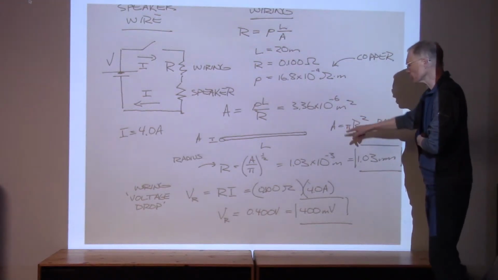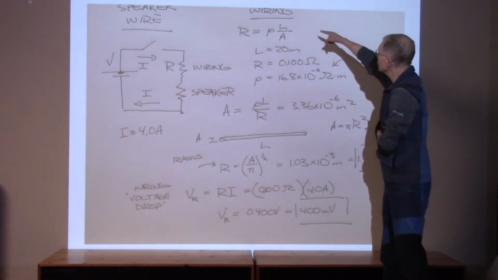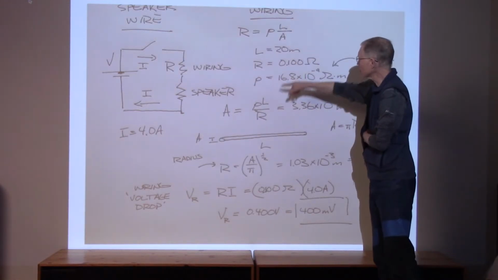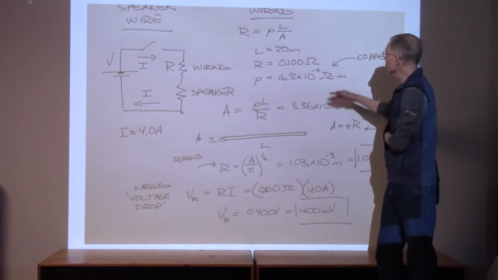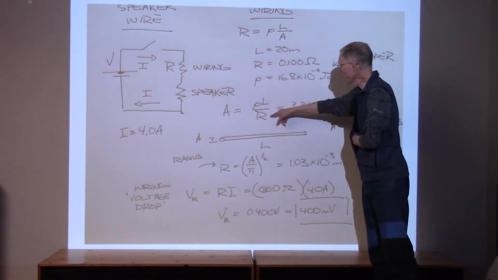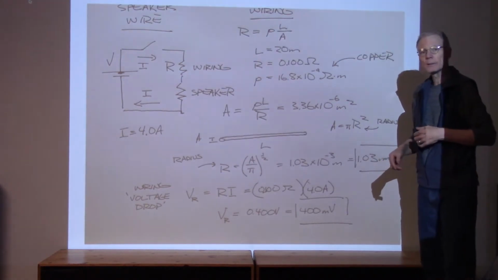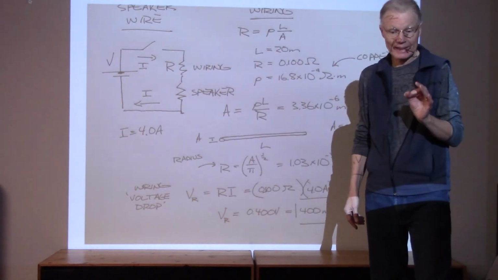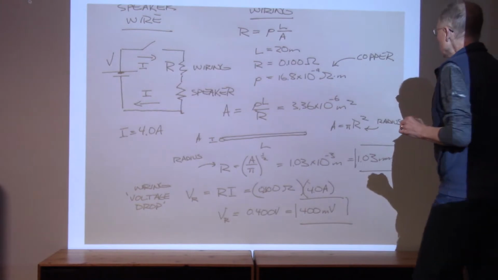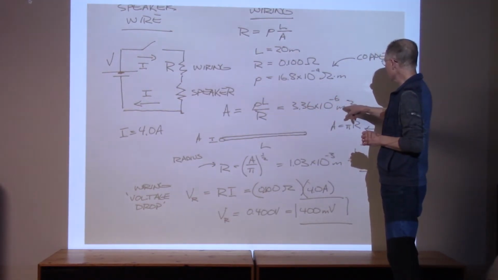So here's the cross-sectional area. I calculated for area first. Looking at that formula, I solved for area and then plugged numbers in. I plugged in these 3 numbers, the length, resistivity, and the total resistance. What I found was that the area of my wire needs to be at least this value, 3.36 × 10^-6 square meters.